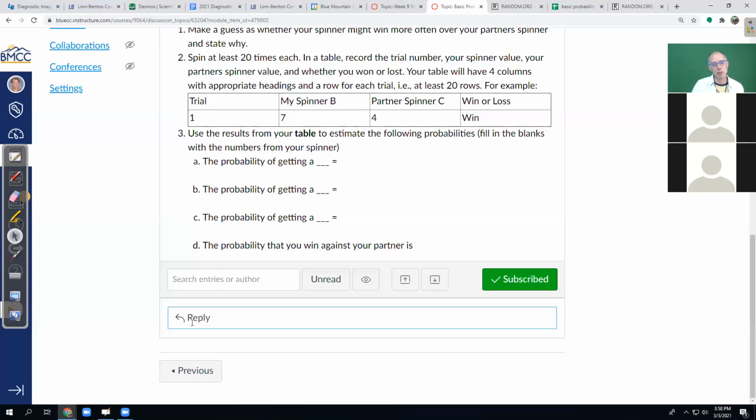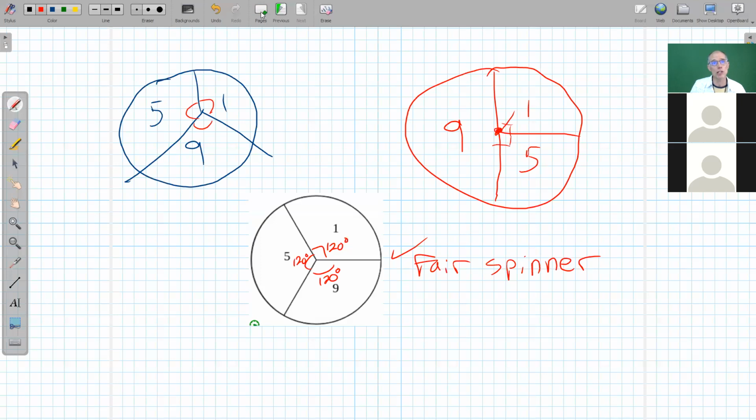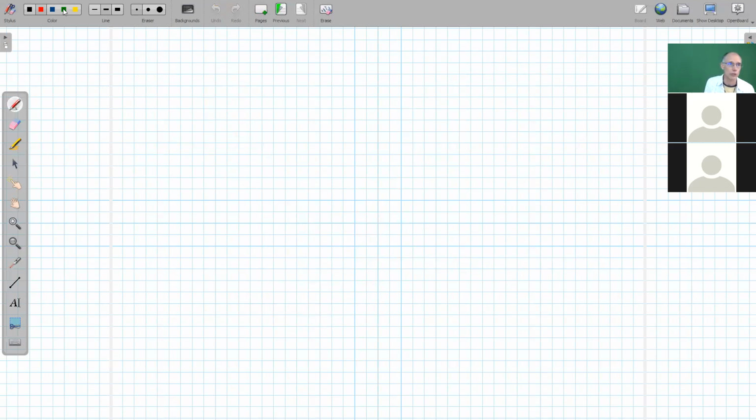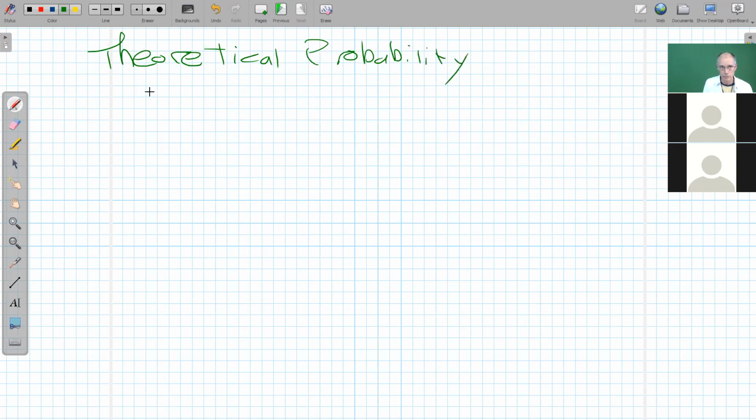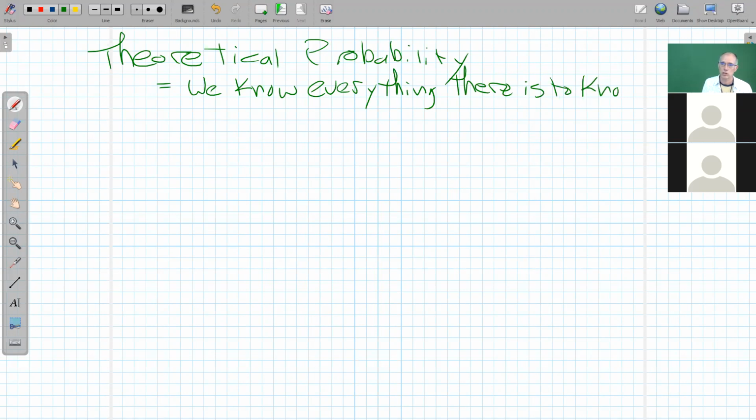And I want everybody to see everybody else's results, because we're going to pool them all together when we're done, either today or next class, and look at the group data. And what we're doing here is comparing what's called theoretical probability to experimental probability. So a quick note on that, and then we'll do this. So theoretical probability means we know everything there is to know about the situation. And because we know everything, we can state probabilities exactly.